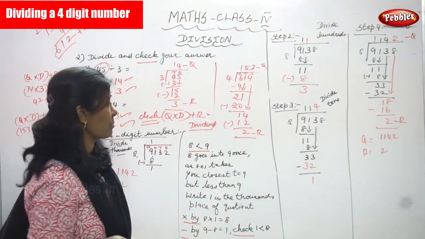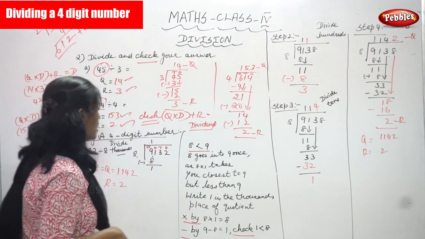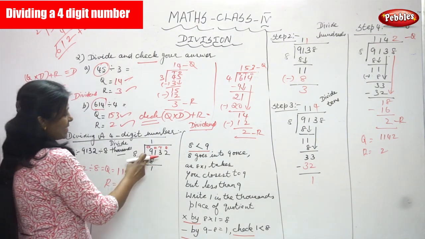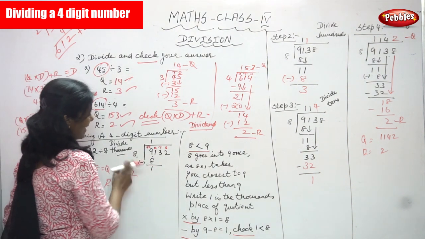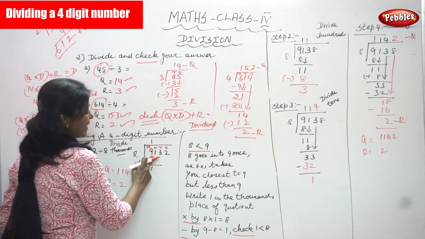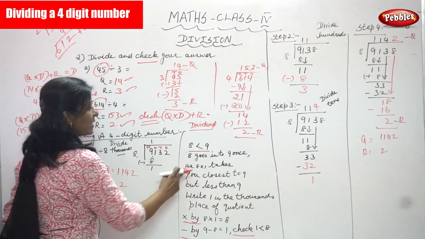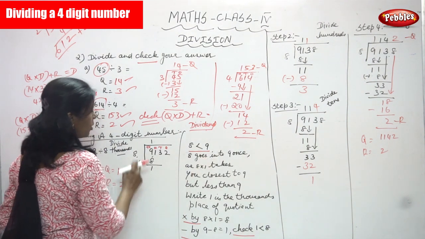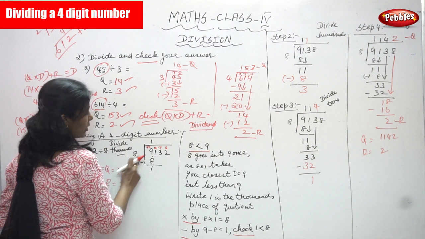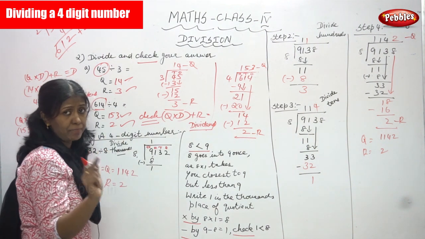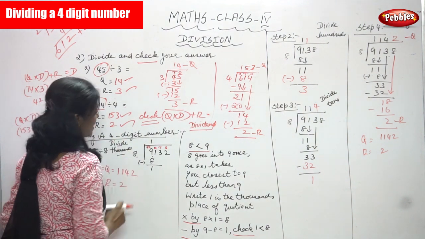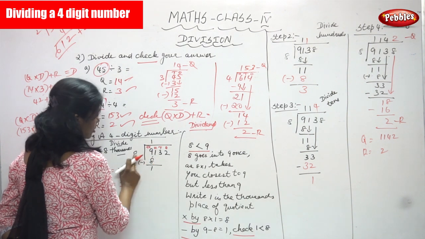So now I'm going to explain whatever I've written on the board. So first, 9 is divided by 8. You have to compare 8 and 9. You know that 9 is greater than 8. That is what I've written: 8 is less than 9. 8 goes into 9 once. So 8 ones are 8. It goes only one time. That 8 into 1, you can get 8. That is what I've written.